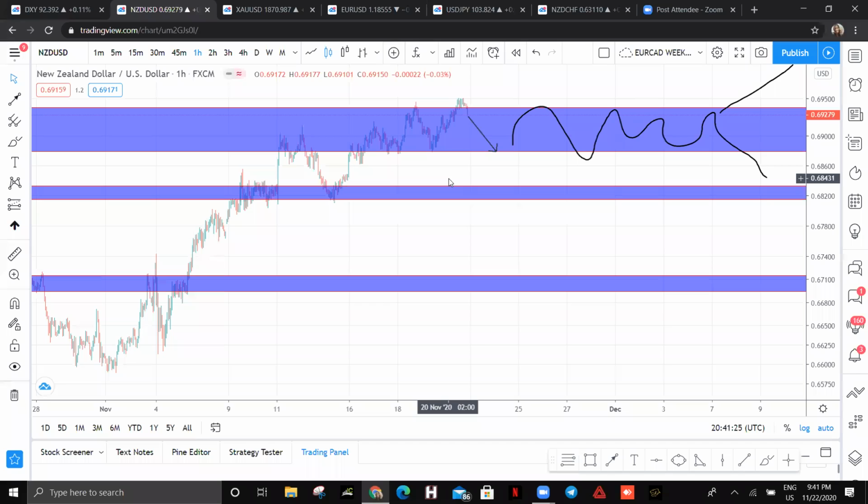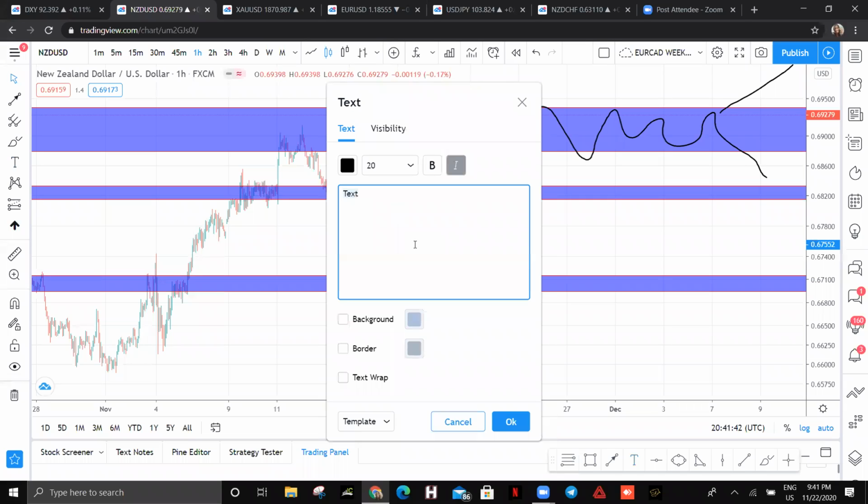So for NZD USD, I will personally not take anything on this pair. I will wait till I see a clearer direction before I enter this pair. So that is for NZD USD. Let me type it here. No possible entry for me.